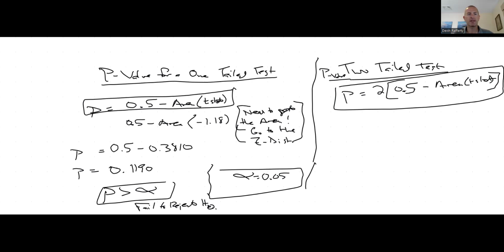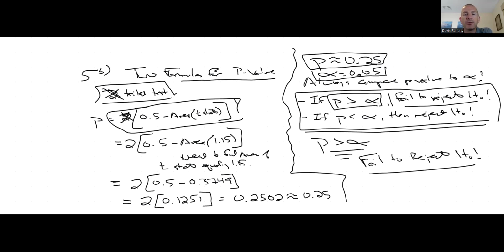0.5 minus area of the test statistic. You multiply this by 2. This doesn't get multiplied by 2 because this is a two-tailed test and this isn't. Okay? But the p-value tells you how confident you can be in your results. You calculate it using these formulas. And then once you calculate the p-value using those formulas, you simply compare it to alpha. If your p-value is greater than alpha, then you fail to reject the null hypothesis. If your p-value is less than alpha, then you would reject the null hypothesis.